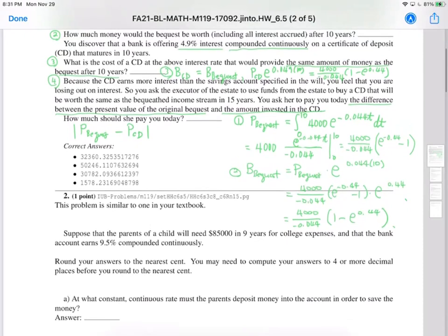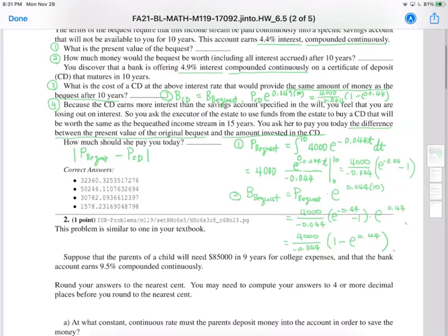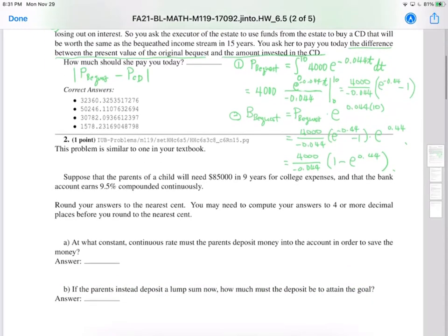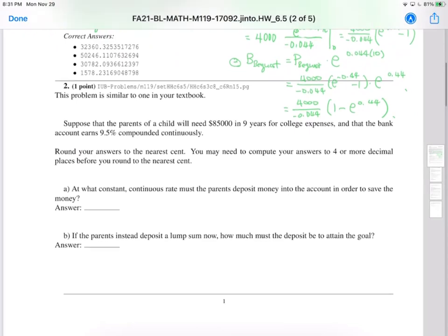So you can use the previous result from 2 and 1 and 3. Okay. Number 2, the future value is this much. We want this much in 9 years, and the interest rate is 9.5% compounded continuously.